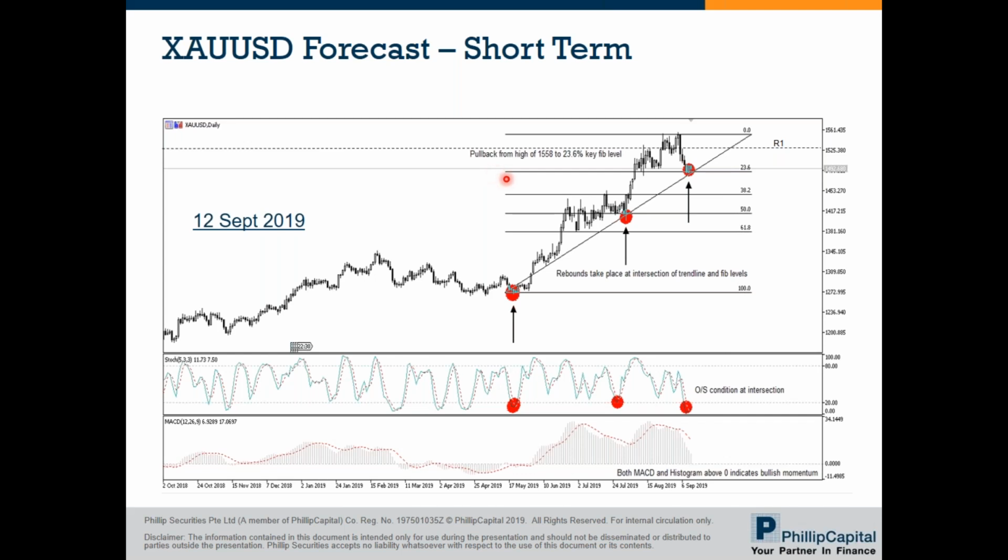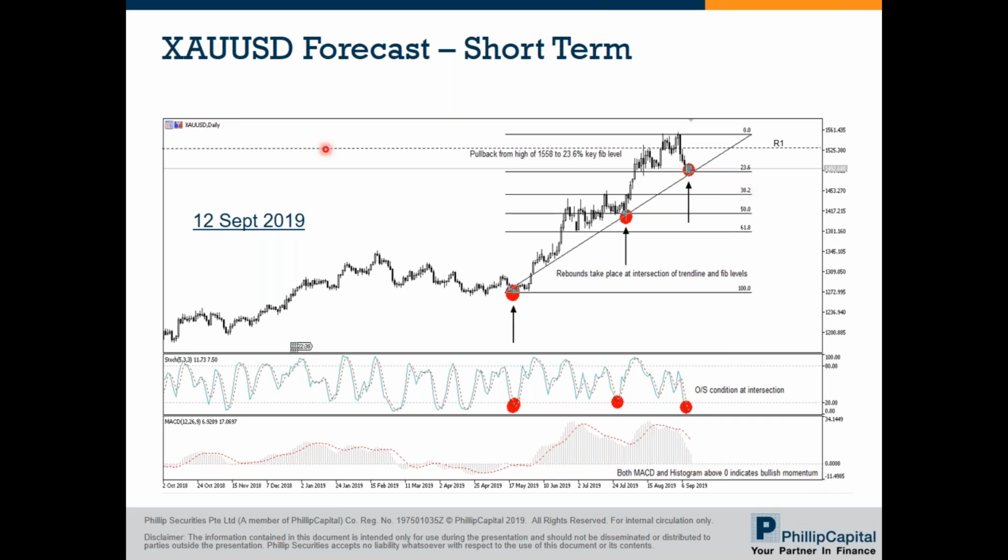Now let's look into the technical indicators. For my stochastics, I noticed that for the past 3 times that prices have rebounded from support, it is also in an oversold condition. So this is the 3rd time. And for my MACD indicator, what we can see is that the MACD histogram, MACD and signal line are above 0. So this indicates bullish momentum as written over here.